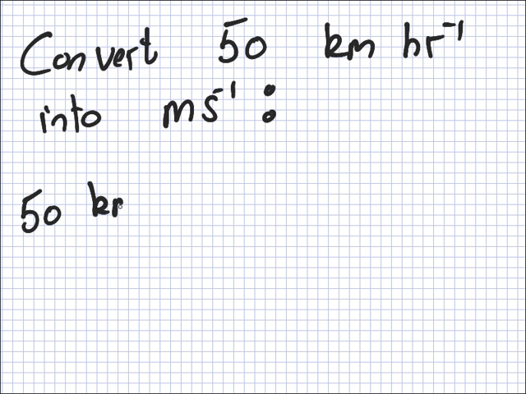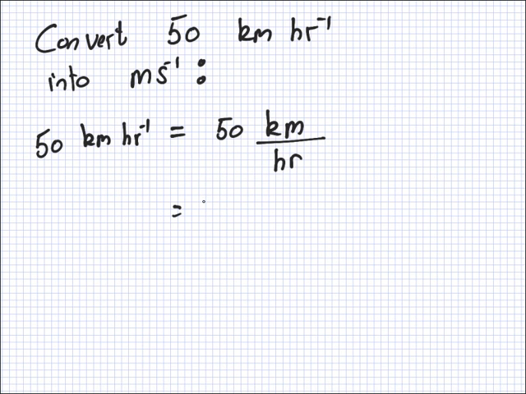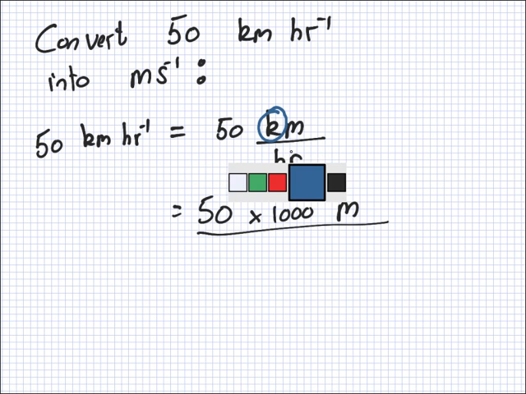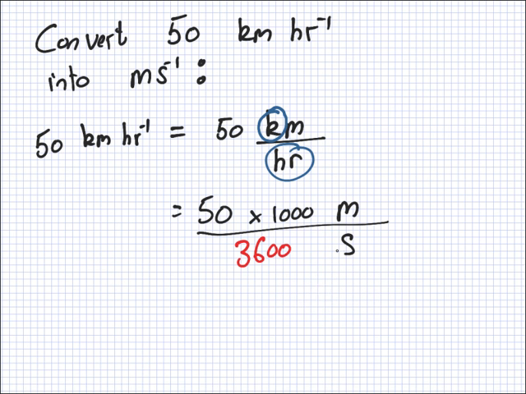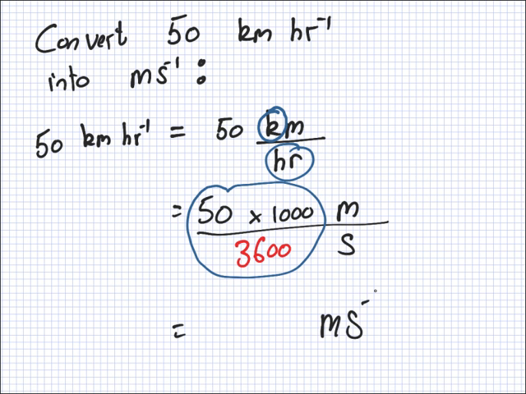50 kilometers per hour. We say that's equal to 50 kilometers over hours. Okay. Then what we'll do, you look here and you remember that K means 1,000. So that is 50 times 1,000 meters over, and then hour is 3,600 seconds. So we just need to put this in on the calculator, and we have the answer then.